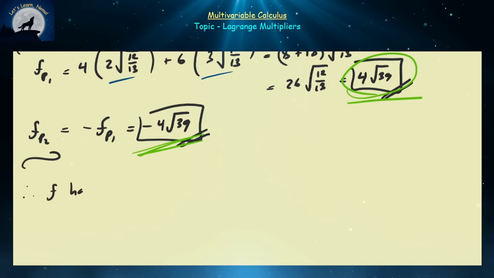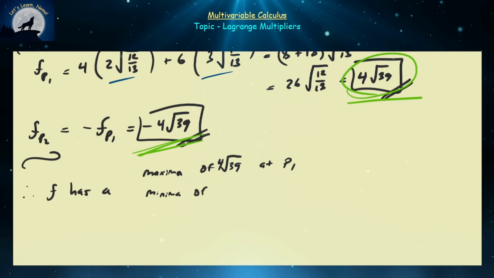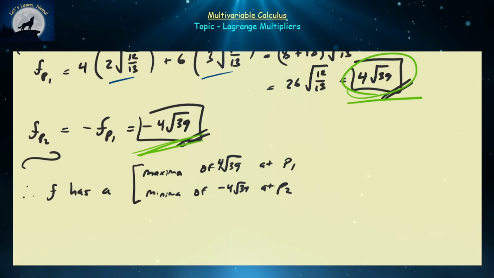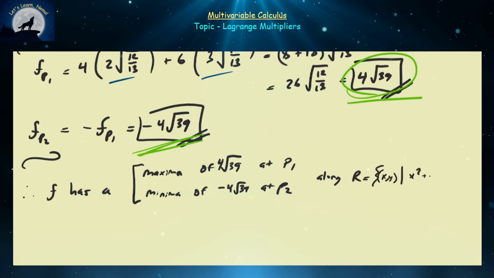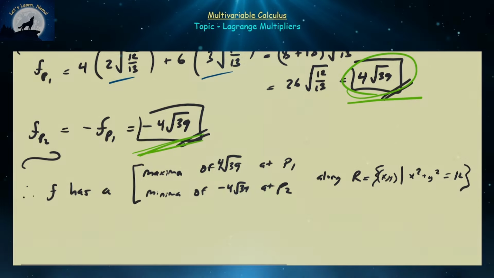So that means f has a, let's say, maxima of 4 root 39 at P1, and it has a minima of minus 4 root 39 at point P2 in its domain along R, which is the set of all points x, y, such that x squared plus y squared is equal to 12. So that's how you can find optimal values of functions along a boundary.